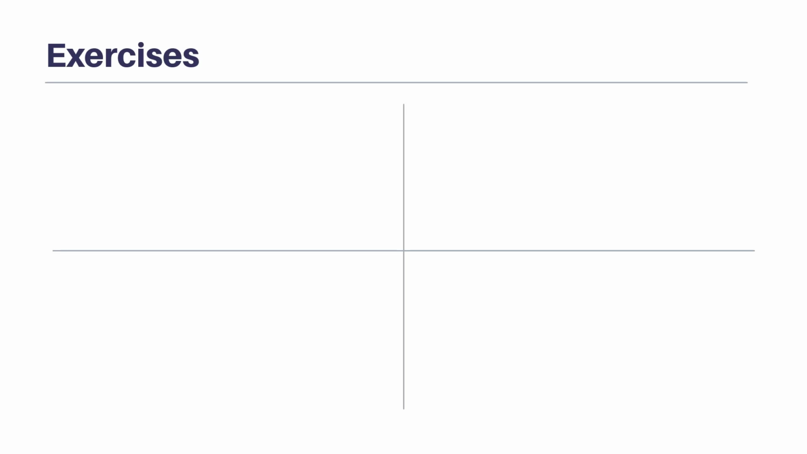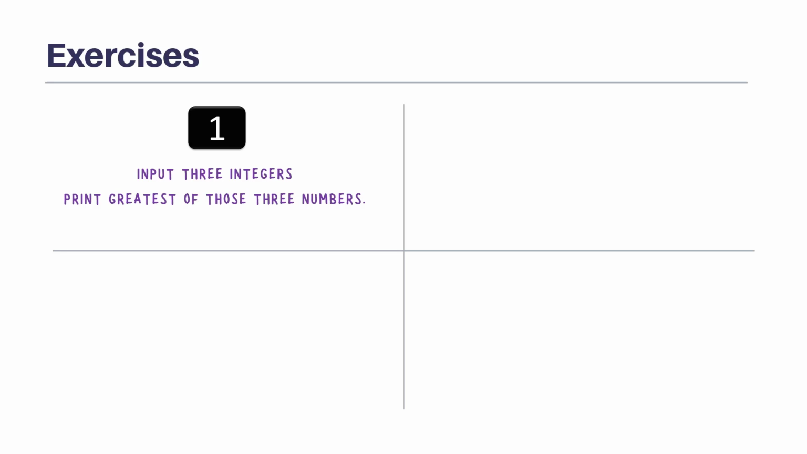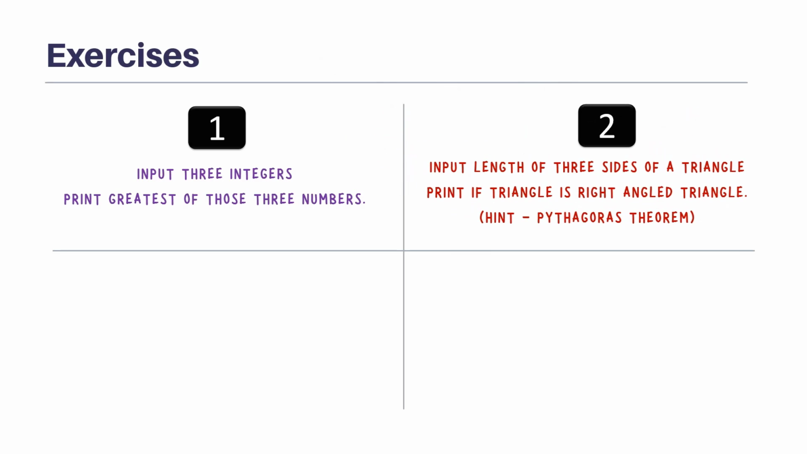Let's move on to the last section of this chapter. This slide shows some exercises that you can try on your own. The first exercise is to read 3 numbers as input and then print the greatest number. Second exercise is to read 3 numbers as input. Those 3 numbers should represent the length of 3 sides of a triangle, and then the program must identify if the triangle is a right angled triangle.